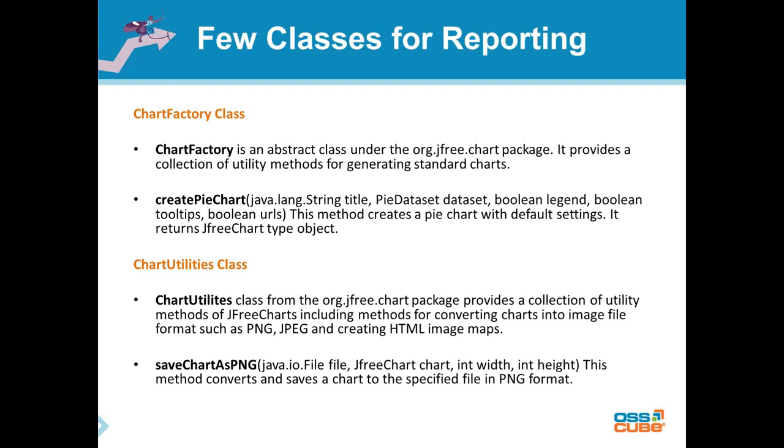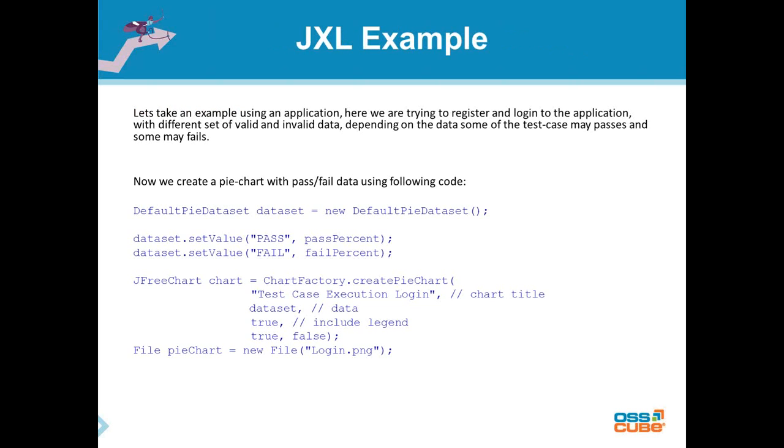Now let's move to the JXL example and understand some advanced reporting code. This is the code where I am using the DefaultPieDataset class. I have created an object of that DefaultPieDataset and set the values pass and fail into it. In the second line, I have pass and fail, so my pie chart will show only two values, one is pass and the other is fail. Once the pie chart configuration is done, I have used the ChartFactory class, which is an abstract class I have told you about, and used the createPieChart method for that.